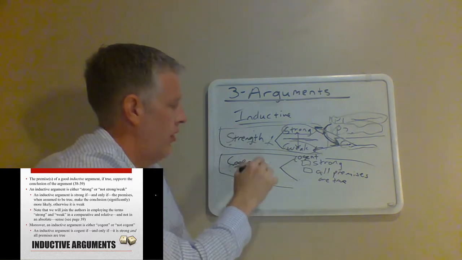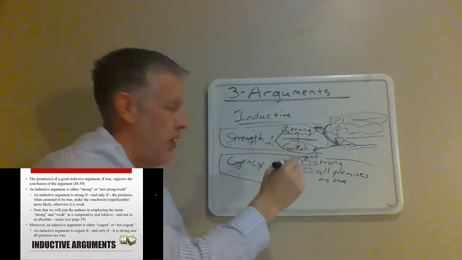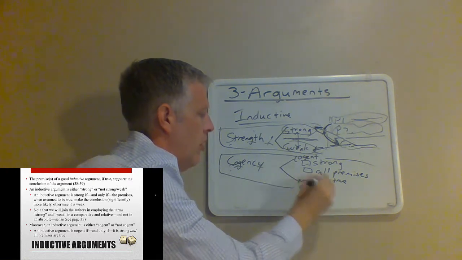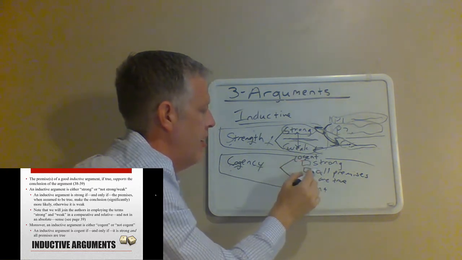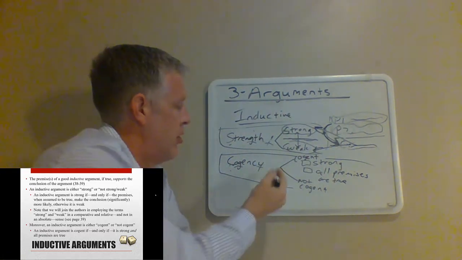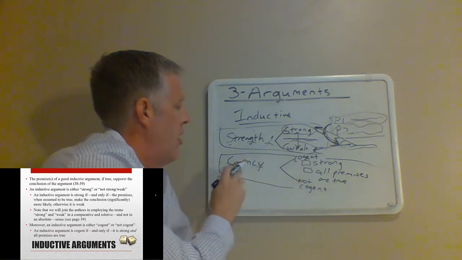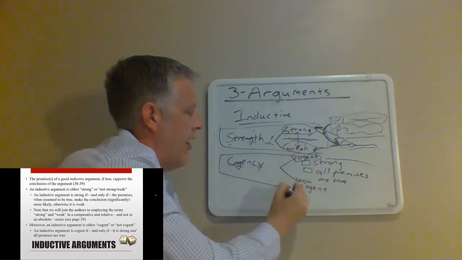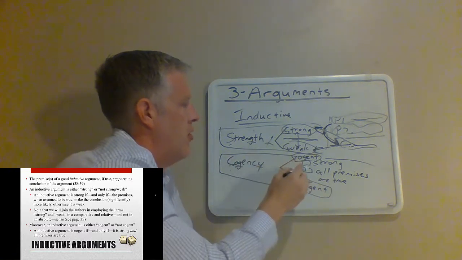All inductive arguments we're going to label as either cogent or not cogent. We're going to treat it as an on-off switch. There are two criteria, just like there was with respect to soundness in terms of deductive arguments. Two criteria to render an inductive argument cogent. It's either cogent or it's not cogent.